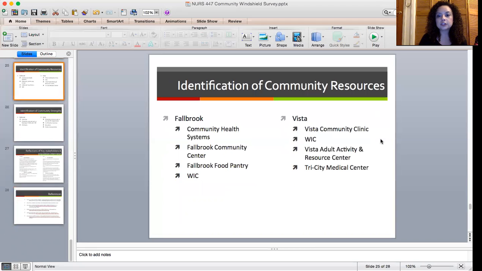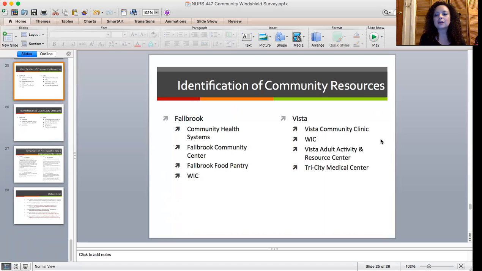So identification of community resources in Fallbrook, I found there was Community Health Systems, Fallbrook Community Center, Fallbrook Food Pantry, and WIC. Community Health Systems is a local clinic to help those in need. Fallbrook Community Center has a lot of educational classes and physical activity classes, and they provide lunch to seniors and other resources to seniors.